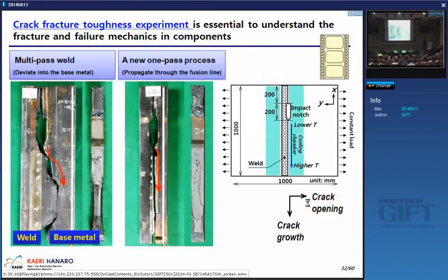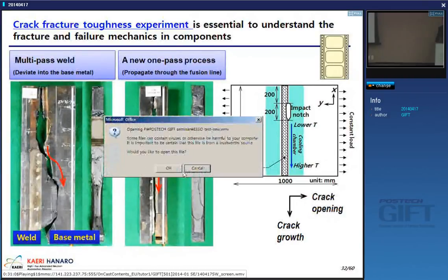That is a conventional multipass weld. I want to explain this one first. When there is a welding, they make a notch, then load it, and then impact it. This is low temperature, this is high temperature. The crack propagates from here and then stops somewhere because of the high temperature. But those two fracture paths are very different, right? In the actual conventional welding, the crack propagates and then deviates. It moves toward the other way and stops here. But with the new technology, it just passes through. I want to show you some movies to wake up.